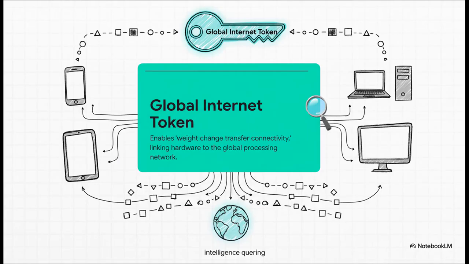Okay, so this global internet token, that's the digital key. Now, the source material gets a little technical here. It talks about weight change, transfer, connectivity, but don't worry about the jargon. The main idea, the important part, is that this token is like a bridge. It's what connects your device to this huge shared brain, the massive processing power of the whole GCIQ system.